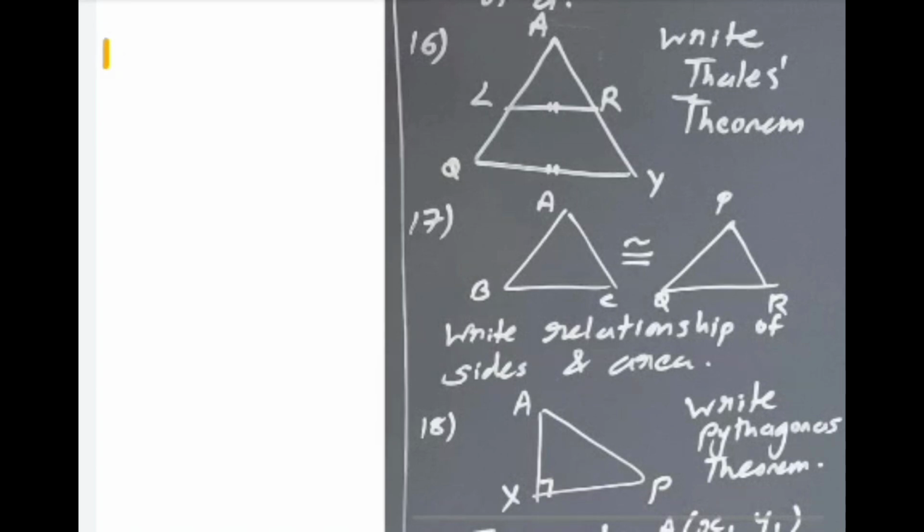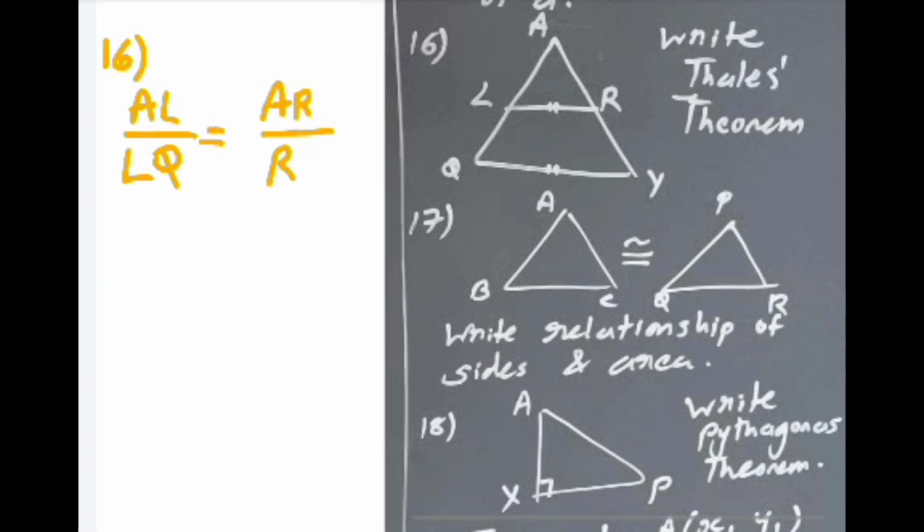Then let's see the 16th one. Okay, write Thales theorem for this given figure. So it will be AL upon LB is equal to AR upon RC. Okay, so you should write this upon this, this upon this. That is Thales theorem.